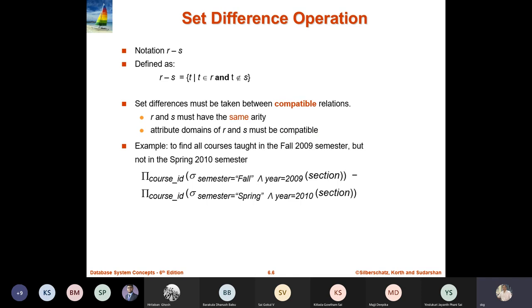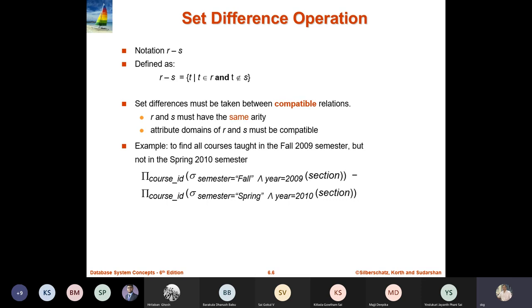Another is the set difference operation, where R minus S means those tuples that are in R but not in S, right? So it is defined as R minus S, those tuples which are in R but the tuple is not in S. Set difference must be taken between compatible relations, so R and S must have the same arity and the attribute domains of R and S must be compatible. That is the condition or restriction.